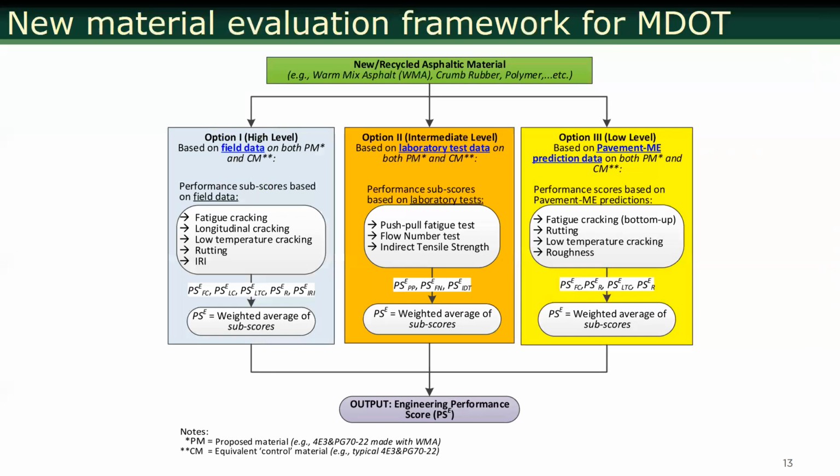For example, if it's a warm mix asphalt, then that is going to be used as a 4E3 mix. So you propose the properties or predictions of Pavement ME for that 4E3 material, and also come up with an equivalent design: the same mix design, same job mix formulas, somewhat similar, using similar aggregates, and come up with a control and analyze your control. There's the new material, there is the control material, and based on those two, we come up with a performance score.